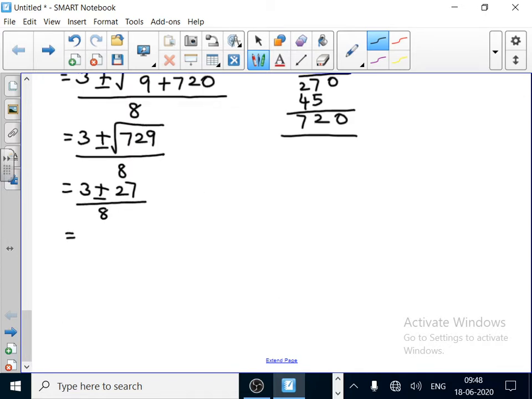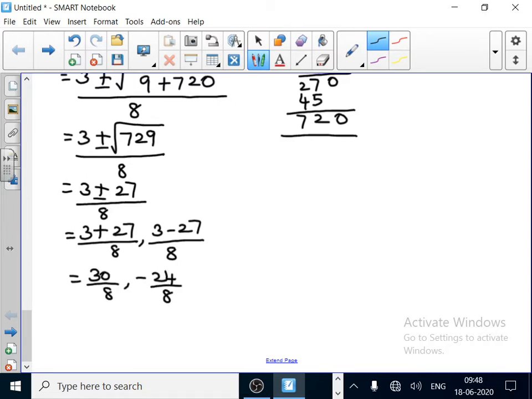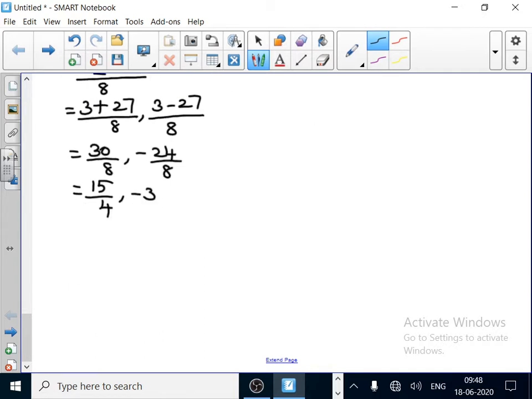After that we cannot simplify. So last step, we split it into two terms: 3 plus 27 by 8, comma, 3 minus 27 by 8. That is equal to 30 by 8, comma, minus 24 by 8. Cancelling in the two terms, 15 by 4, comma, minus 3. This is the answer for t.